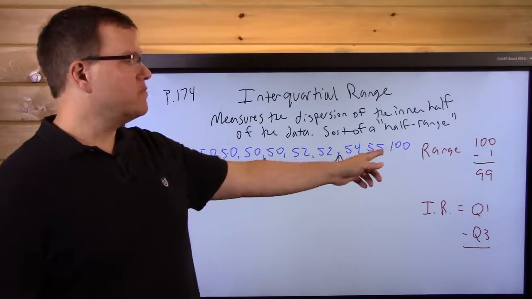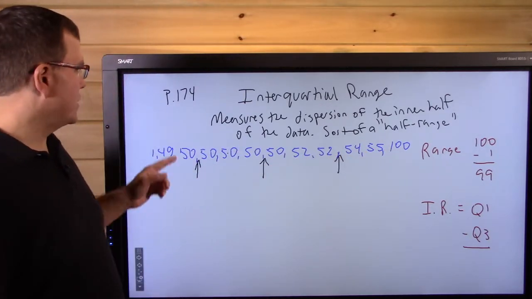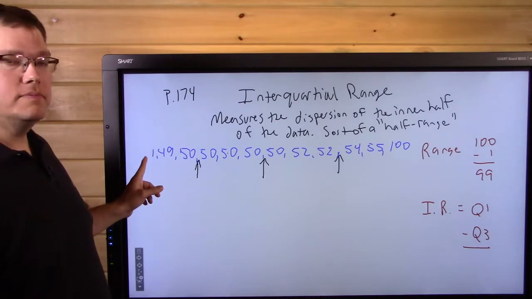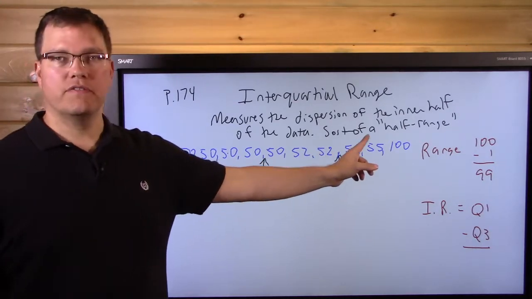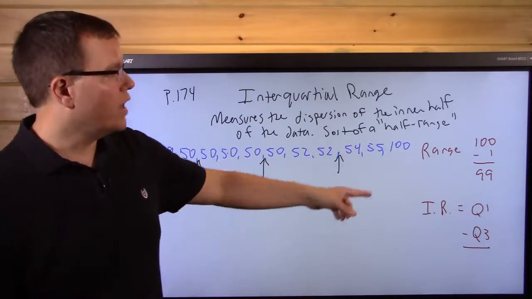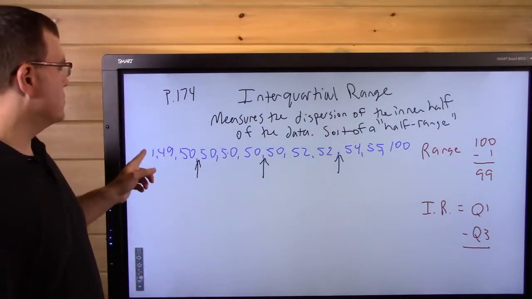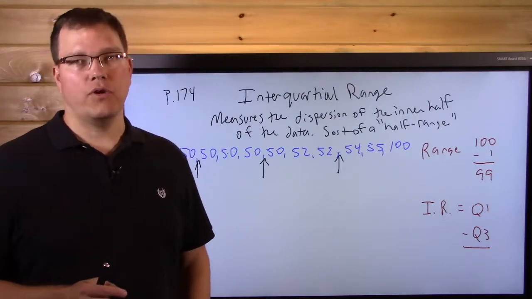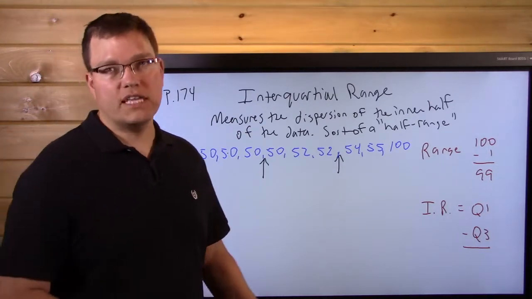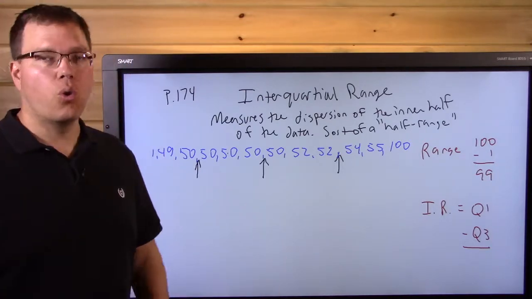So the range of my data right here from page 174, you have 1, 49, a bunch of 50s, couple 52s, 54, 55, 100. So the range is going to be 100 minus 1. Smallest is 1, largest is 100. But what about the interquartile range? What's that going to be? Well, the first thing you have to do is divide this data into quartiles.